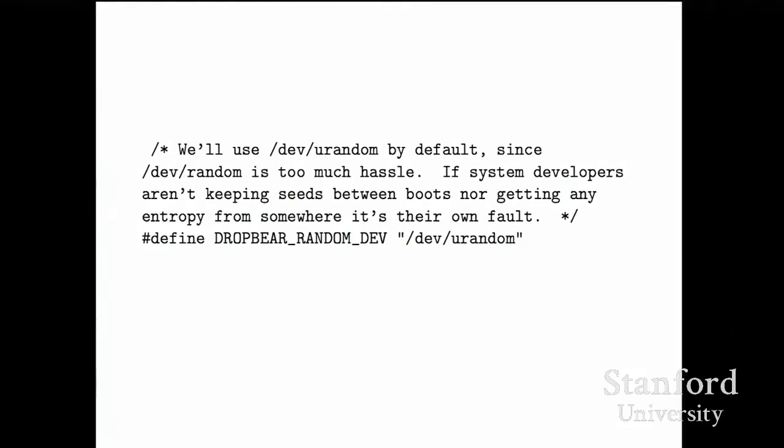So here is a developer for one of the most commonly used SSH implementations on these little embedded devices, saying, I give up, I'm not going to use /dev/random because it will never provide any output. So if system developers aren't getting seeds between boots nor getting any entropy from somewhere, it's their own fault. Give the problem to somebody else.